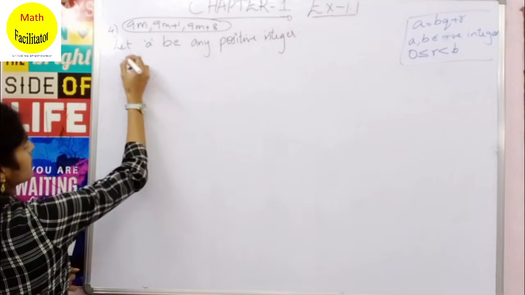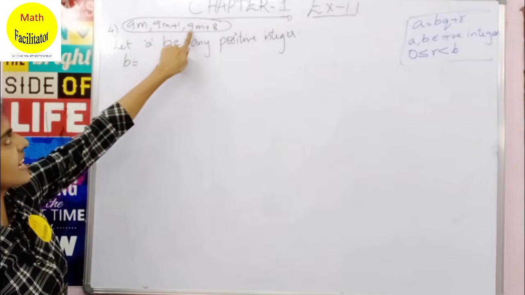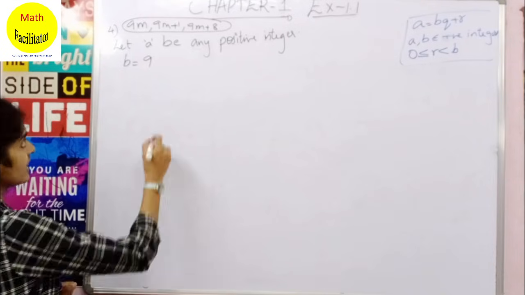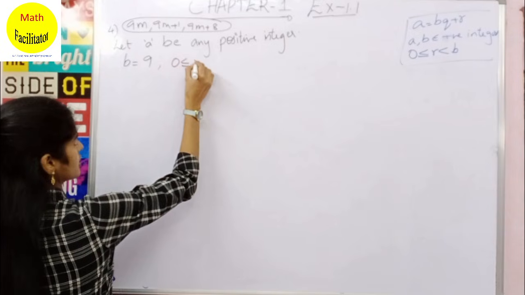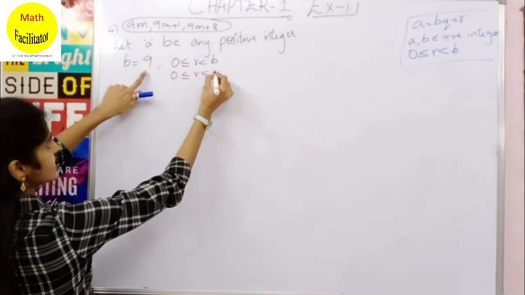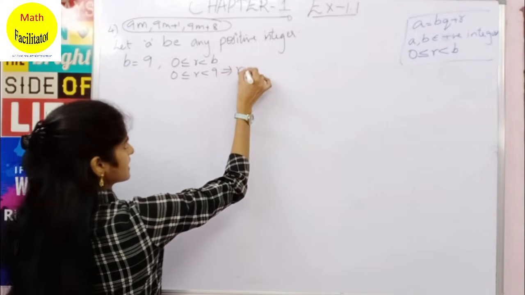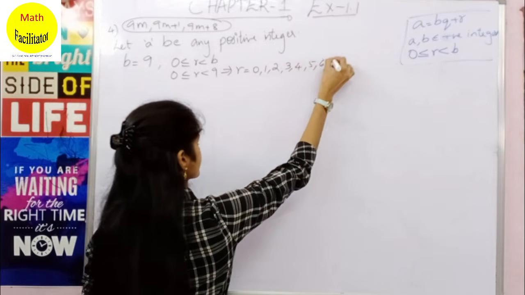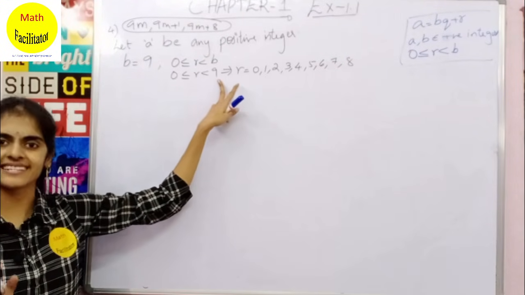Okay, now b value what will you take? So comparing, you can see b is 9 here in this case. So you will take b as 9. Clear? Now r value what will you take? R is always 0 less than or equal to r is less than b. That means r value will be less than 9. Here b is 9. Okay, so our values are nothing but 0, 1, 2, 3, 4, 5, 6, 7 and 8. You will stop at 8 because r is less than 9.